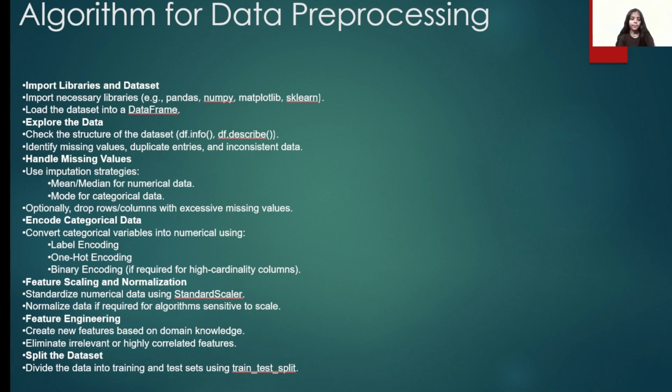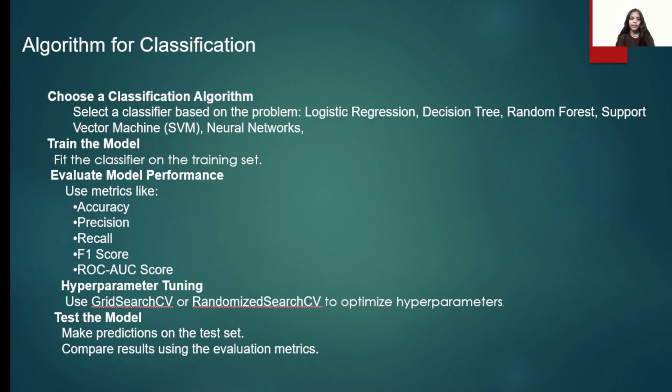Now let's see the algorithm for data classification. Here the first step is to choose a classification algorithm. We can select a classifier based on the problem, like logistic regression, decision tree, random forest, support vector machine, neural network, etc. The second step is to train the model. Here we fit the classifier on the training set.